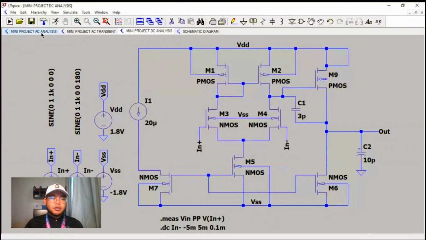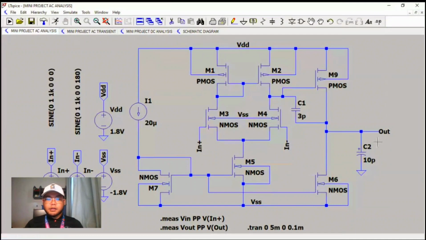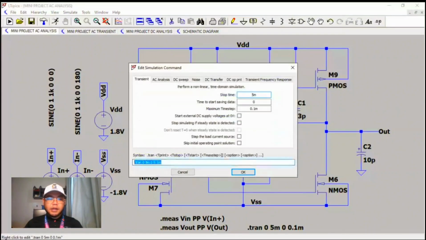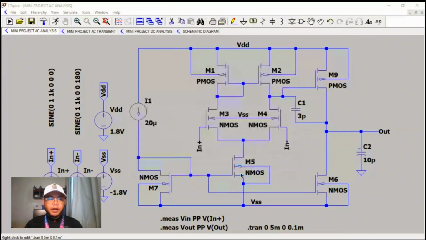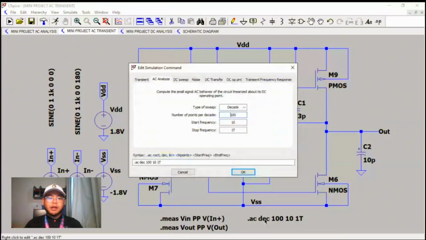Next we have AC analysis. For this analysis, the layout is still the same, only I added another path over here, and the command for this analysis is as shown here. Lastly, for the transient analysis, it is still the same layout as AC analysis. The only difference is the command to run the analysis. This is the command. Thank you.